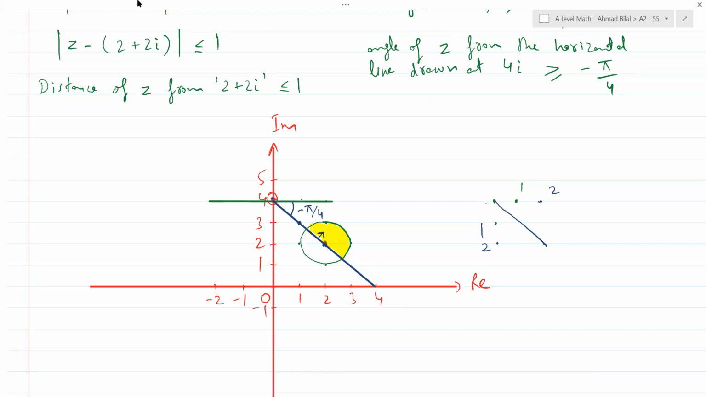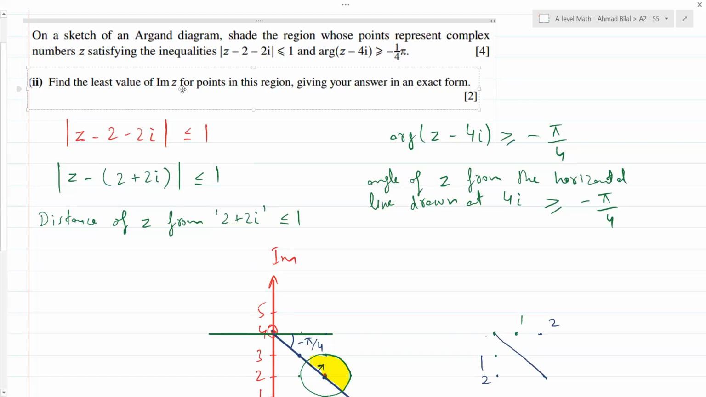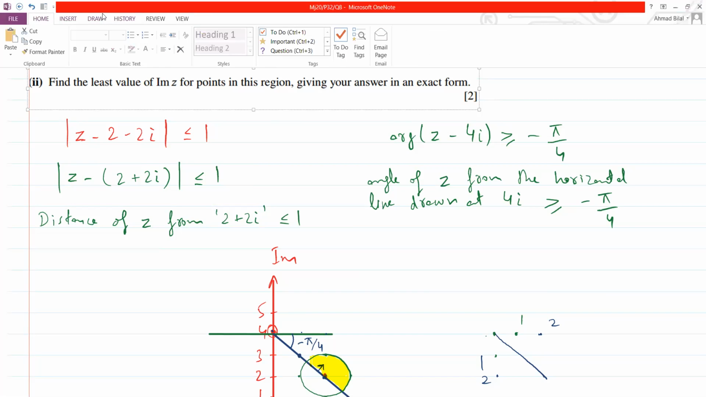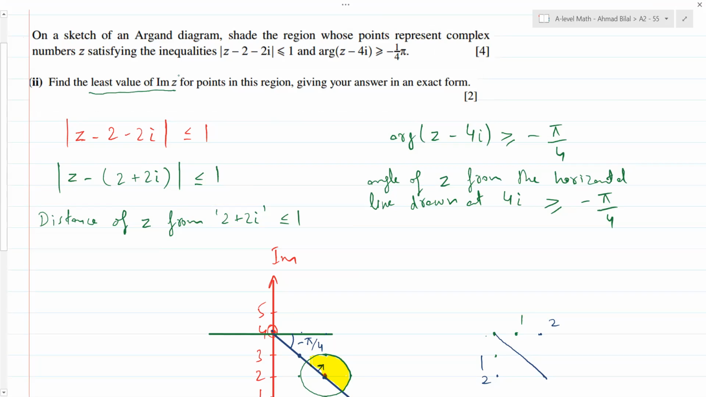Okay, let's actually complete this. Iska the second part hai, it asks for something like that. It's about the magnitude. Okay, so it says find the least value. Now we have to think about it very carefully. Is my notation clear? When you say least value of imaginary z, what does that mean? Im z. इसका क्या मतलब?